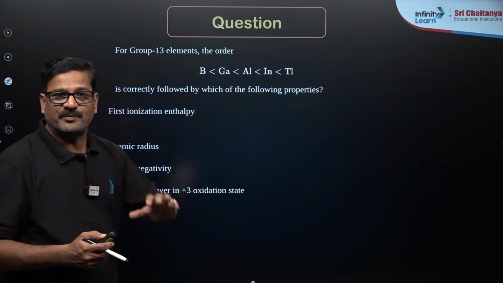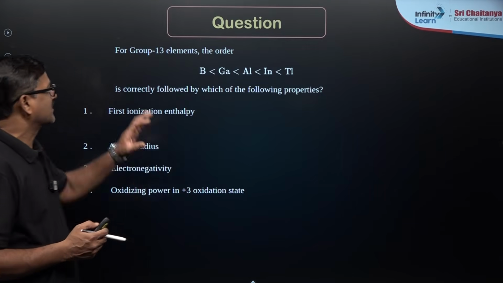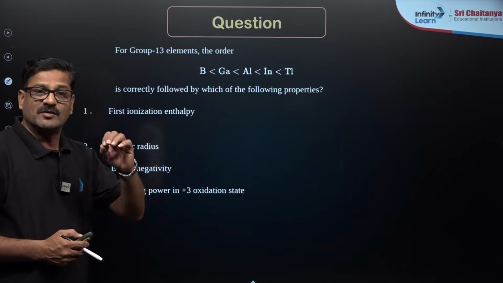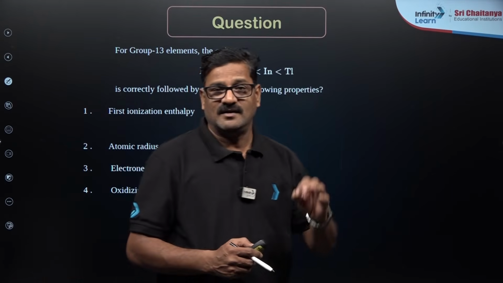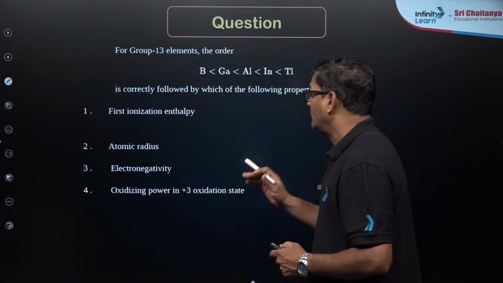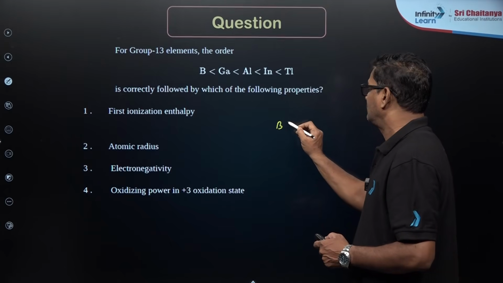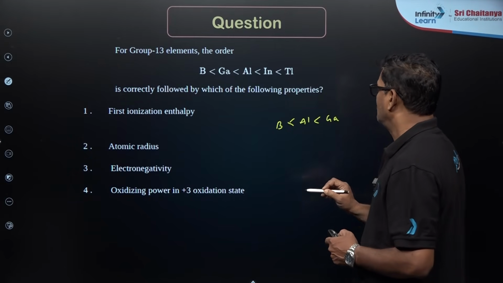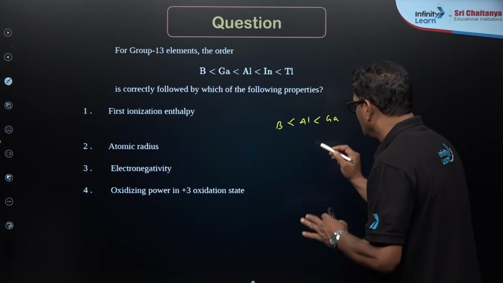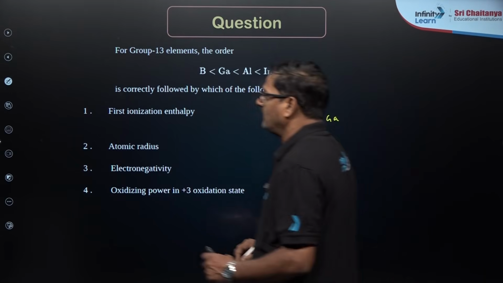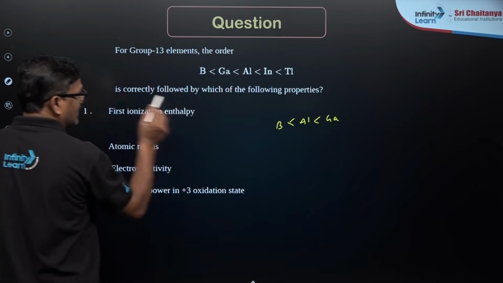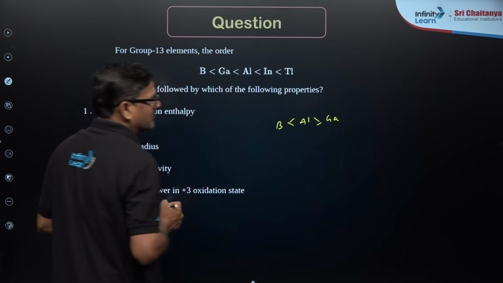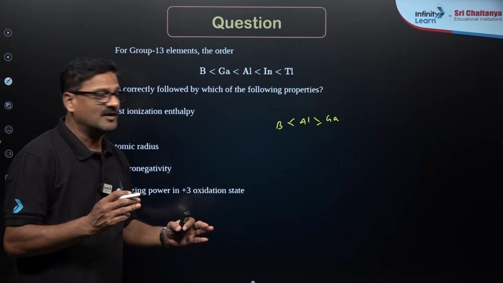It is a question from P block elements for the group 13 elements. The order is boron, gallium, aluminum, indium, thallium. If you look into the atomic properties in the NCERT textbook, for boron, aluminum and gallium, there is a sudden increase in the atomic size from here to here because of the vacant d orbitals.